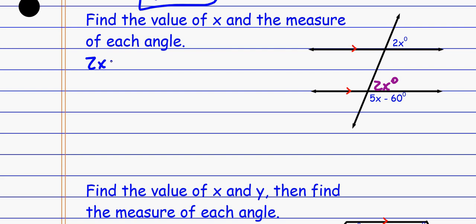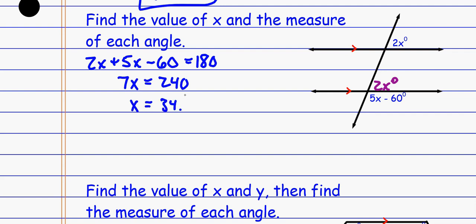So here I've got 2x plus 5x minus 60 equals the 180. And so once again, I combine some like terms. That's going to give me a 7x. I'm going to add that 60 over to the other side. That looks like a 240. And then, of course, I'm going to divide each side by that 7, which gives me something obnoxious. Of course it does. 34.29 if I kind of round it off.